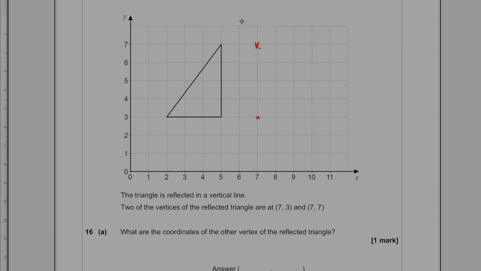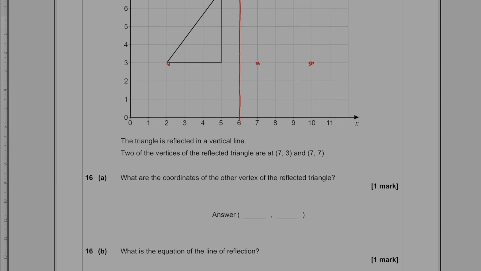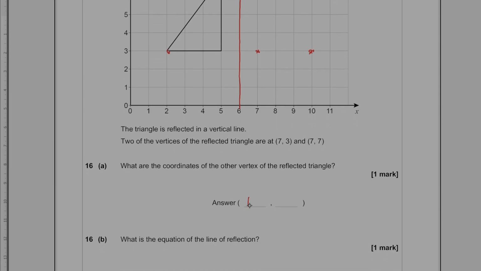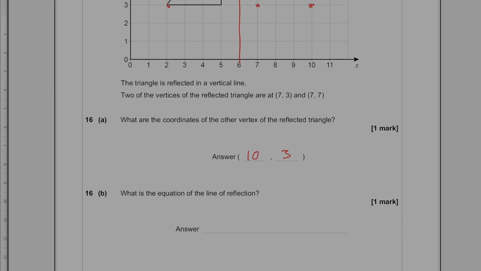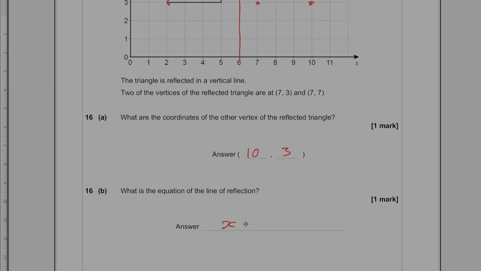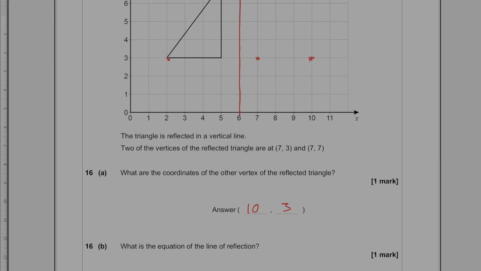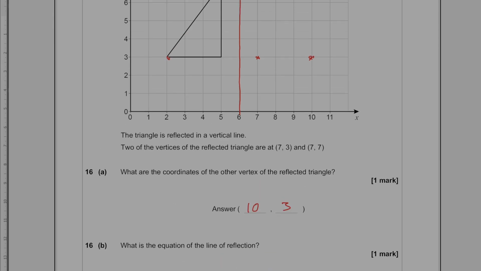So this is going to be my reflection line. And then my other point has got to be, well, this point is 1, 2, 3, 4 away, 1, 2, 3, 4 away. So it's going to be that coordinate there, which would be 10, 3. What is the equation of the line of reflection? So that is the line x is equal to 6, because on every point of this line, x is equal to 6.